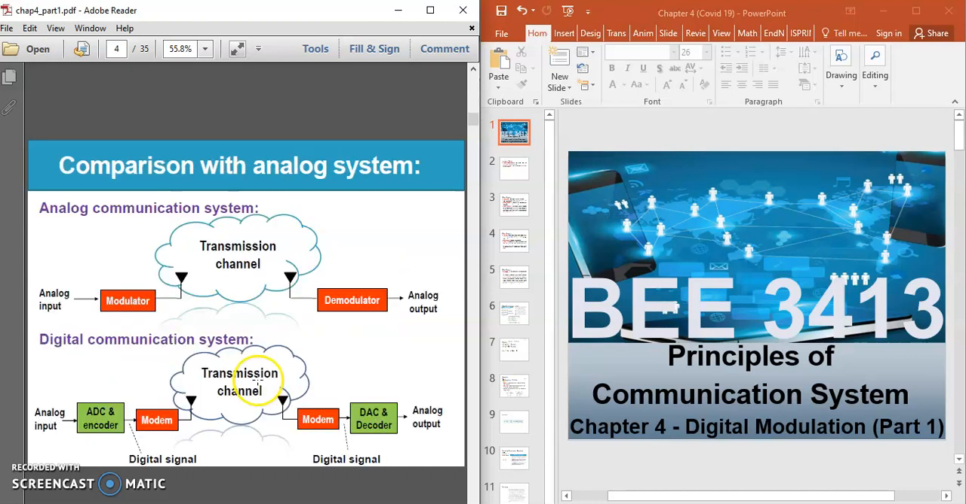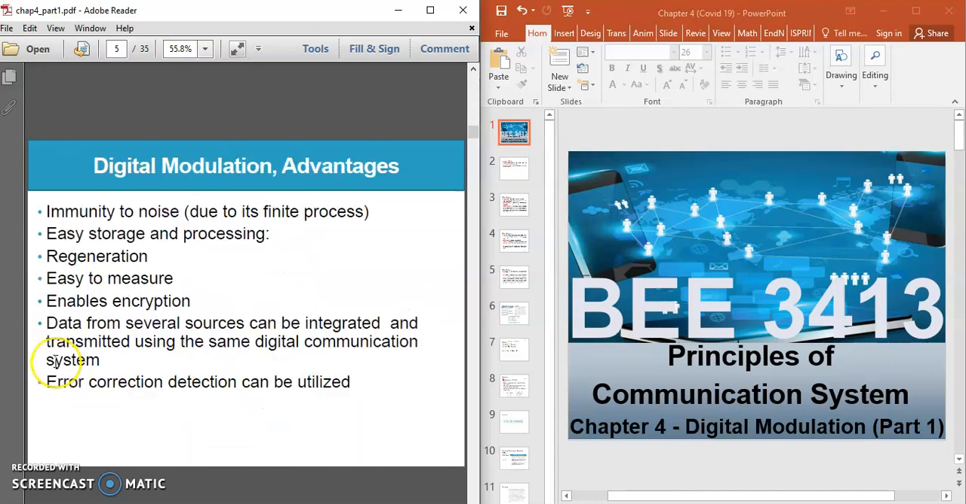Okay. Now, comparison between analog and digital. Analog system means you use analog. Digital system means you convert this analog with an ADC. ADC is what? Analog to digital converter. DAC is digital to analog converter. It means you play with digital. What is the modem? Modulator, demodulator. Okay, so this is the difference between analog and digital.